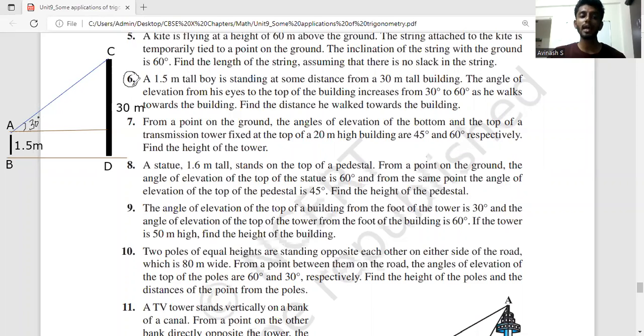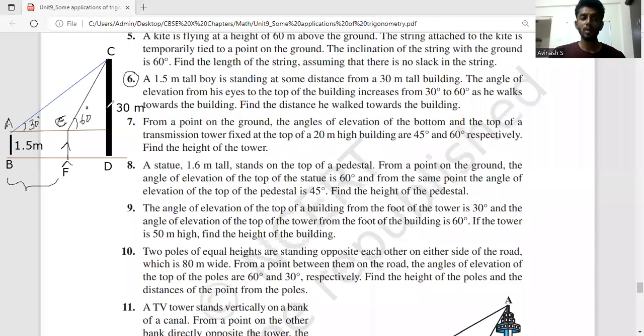So the boy soon gets to a point where he is reaching the second position, which I'm marking as EF. After walking some distance, so basically the boy is moving towards the building, after some time, we understand that the angle of elevation is 60 degrees. So this is something that you need to know. And what we are supposed to find is the distance he walked towards the building. Basically, BF is what we are supposed to find. So this is what is given in the question.